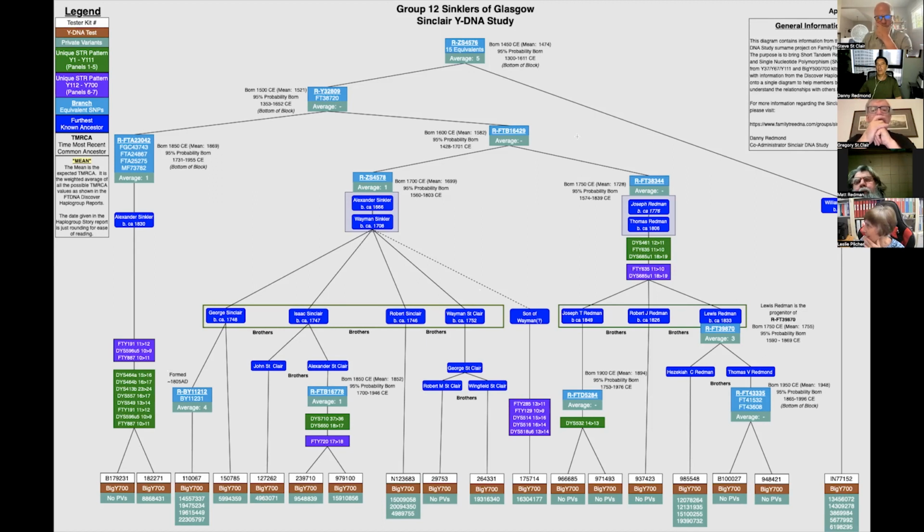And the branch up here, we had one person that descends from Williams Sinclair. So all these branches, 3 branches above me, are all Sinclairs. That's why I know that I descend from Sinclairs and Steve doesn't descend from Redmonds. That one on the right is the guy that just showed up, right, Danny?